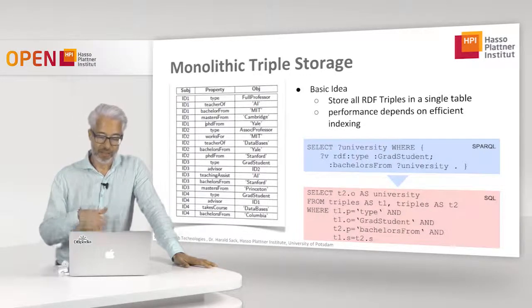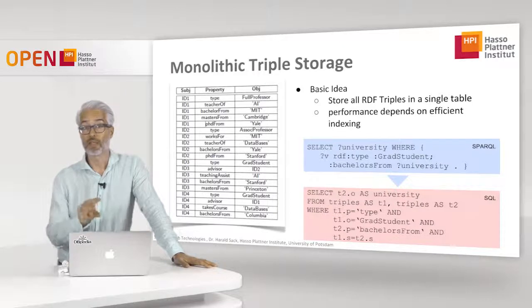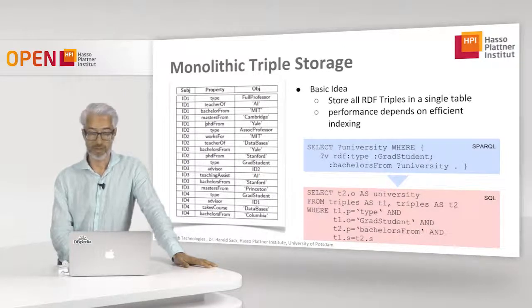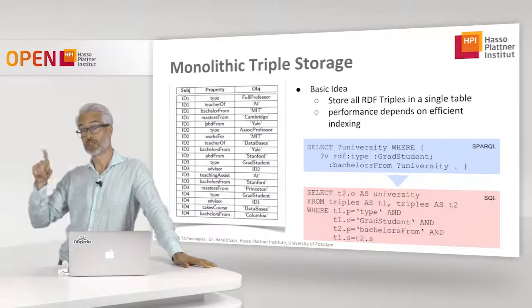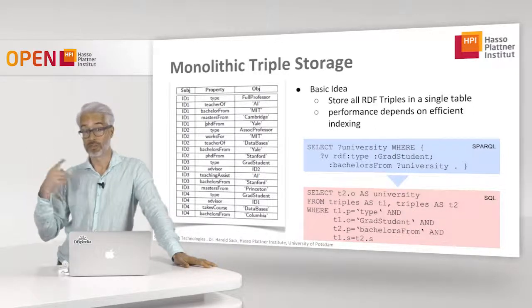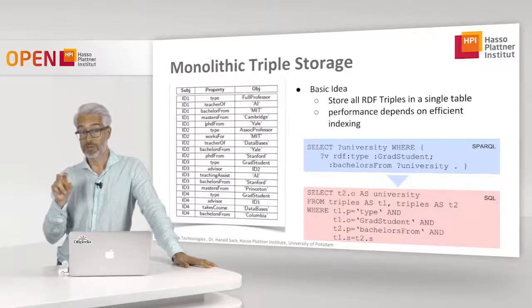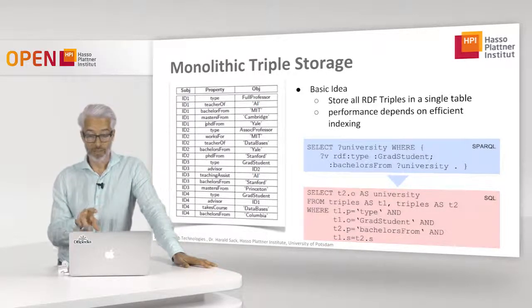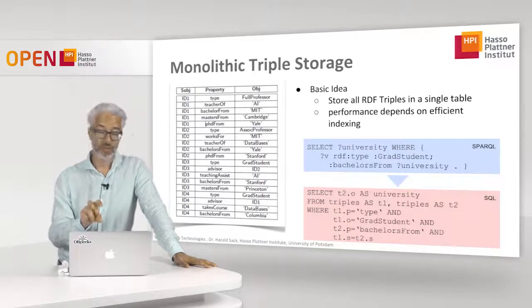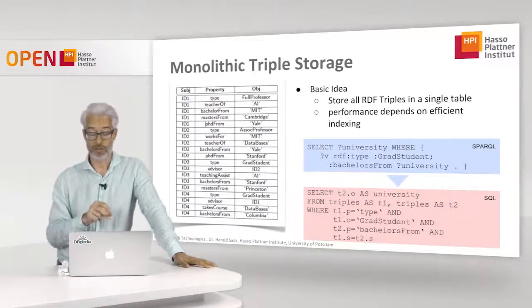So the corresponding SQL query in the red box looks like the following. You see here we have a graph pattern which consists of two conjunctively joined triple patterns, and therefore, of course, you also have a join here in the red box. So we have both a self-join on the same table, which is here called triples.